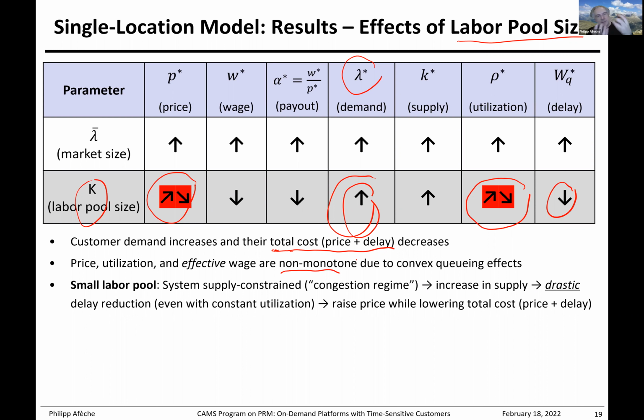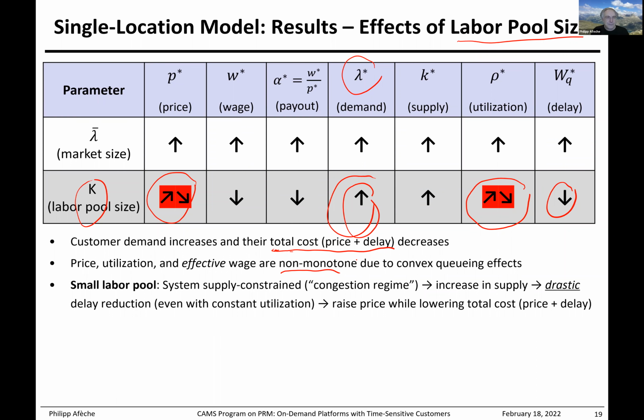So there's a drastic delay reduction, even if you keep the utilization constant, meaning even if you grow the lambda proportionally, right? So suddenly that makes the delay much better, opening up room for a price premium while still lowering the total cost, right? So that's kind of what happens if you have a small labor pool.